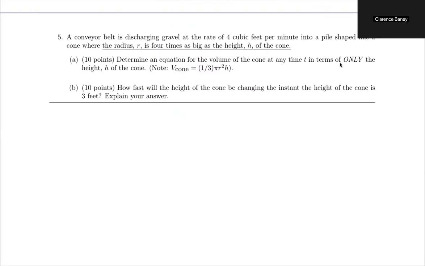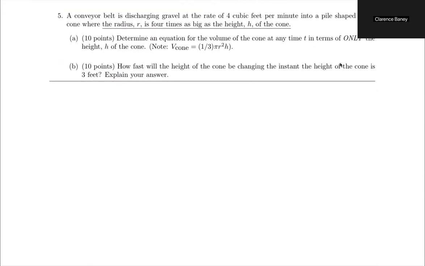The last question was, a conveyor belt is discharging gravel at a rate of 4 cubic feet per minute into a pile shaped like a cone where the radius r is 4 times as big as the height h. And I underlined that for a specific reason. We want to determine the equation of the volume of the cone at any time t in terms of only the height h. And then I wanted to know how fast the height of the cone will be changing the instant the height of the cone is 3 feet.